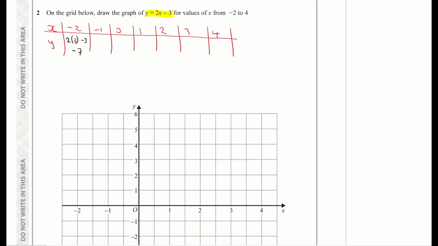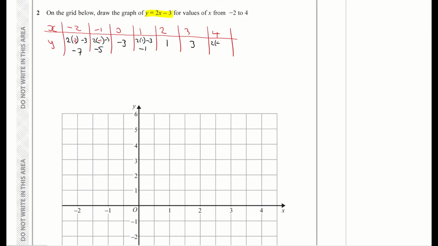If I come to the minus 1, it'll look something like 2 bracket, subbing in minus 1, and then I'm going to take away 3 from that. So that's giving me minus 2, take away 3 is negative 5. If I work through all of those, for the next one I get 2 times 0, take away 3, giving me negative 3. If I sub in 1, it's 2 bracket 1 take away 3, which is 2 take away 3, which is negative 1. The next one would be 2 multiplied by 2, which is 4, take away 3, which is positive 1. Subbing in 3, 2 3s are 6, take away 3 is 3. And I'll do the last one.